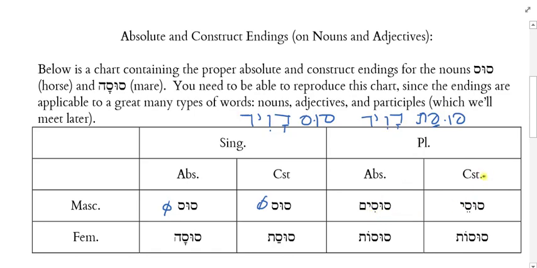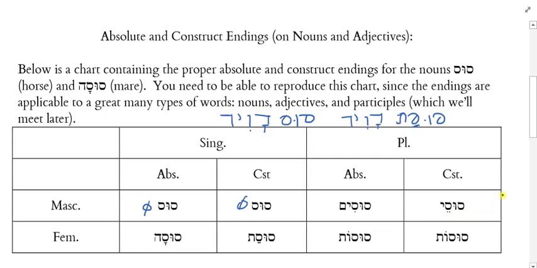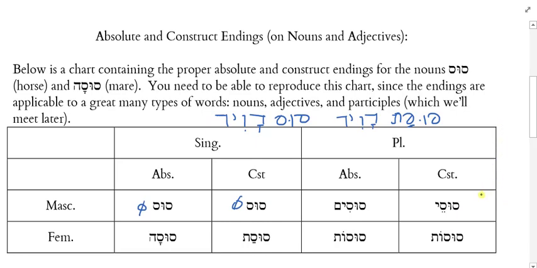Look at susim, the masculine plural. To make the construct form of the masculine plural, I can't leave the im the way it is. It will drop the im and become tsere yod. Susim, susay. Okay? So everybody say that with me. Susay. Now, I like to call this the Canadian ending. You know why? Because Canadians are always saying a, right? Susay. That's Canadian, eh? So the Canadian ending is the masculine plural construct ending.